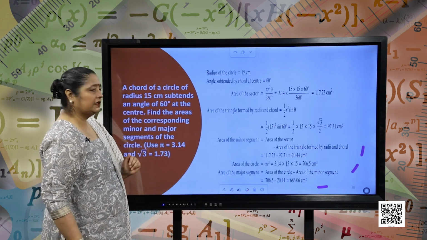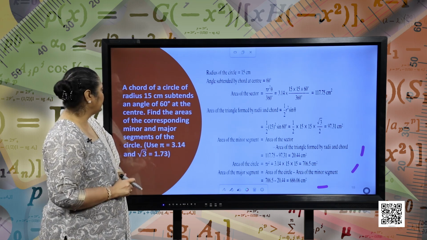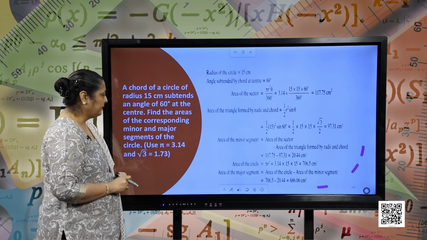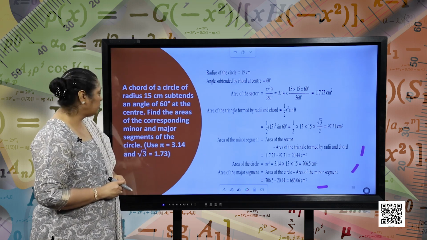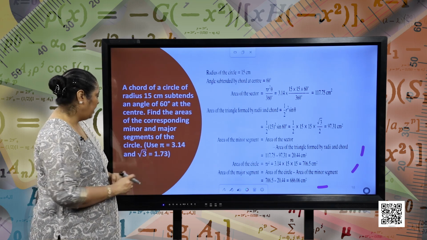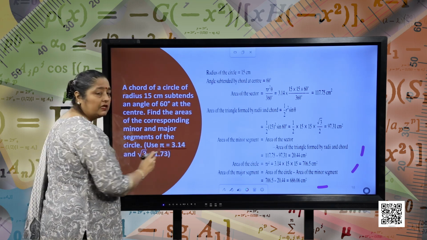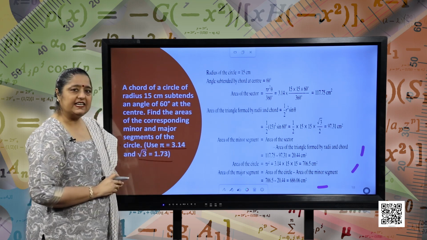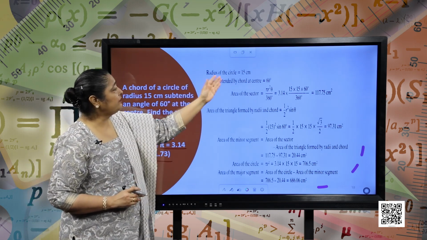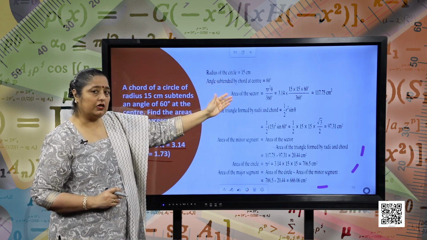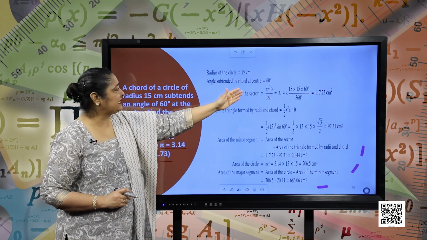A chord of a circle of radius 15 centimeter subtends an angle of 60 degree at the center. Find the areas of the corresponding minor and major segments of the circle. Here we use pi as 3.14 and root 3 as 1.73. Radius of the circle is 15 centimeter. The angle subtended by the chord at the center will be 60 degree.